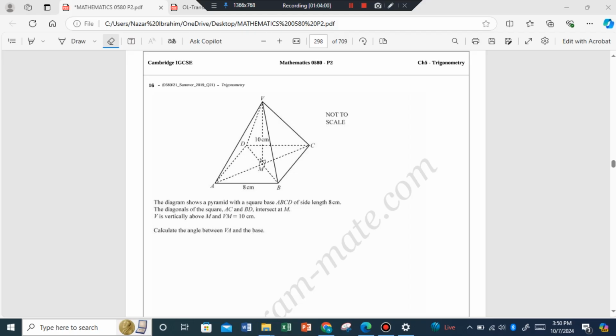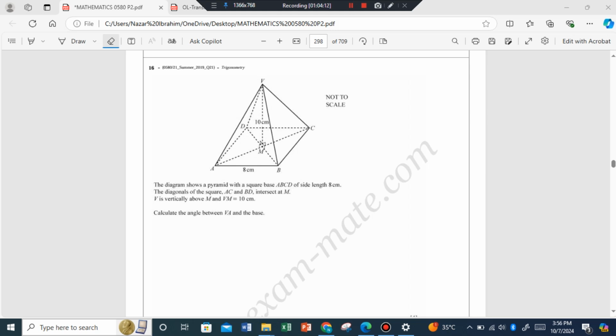Okay, so this is question number 16, and we have the diagram shows a pyramid with a square base, and we were here on this question. So guys, AM, which we are required to find out in order to calculate the angle between VA and the base. That was this angle which we are required to find out. So for this, we calculated AC, right? And what was AC? 11.31 or 8 root 2.